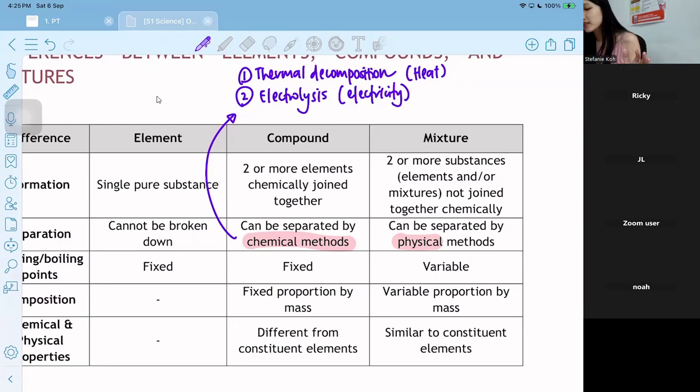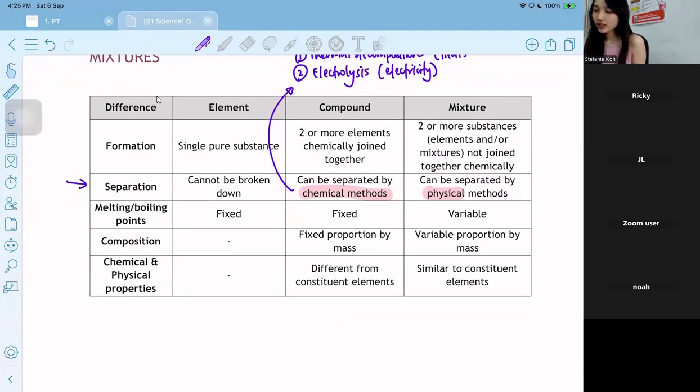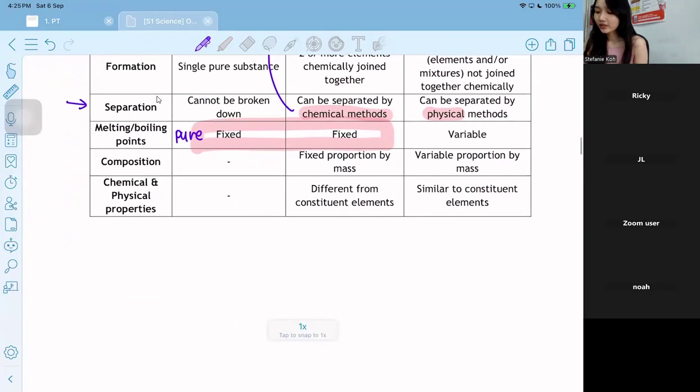Whereas for mixtures it is physical methods. Like just now I mentioned, evaporate the water away. That is a physical method. Okay, next thing you need to know is that for pure substances, melting and boiling point is fixed. Pure is fixed. So when you look at the heating curve, from solid, it will melt at a fixed temperature. And then once you finish melting, then it will increase back up.